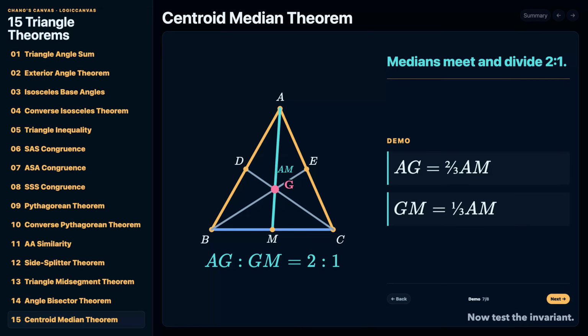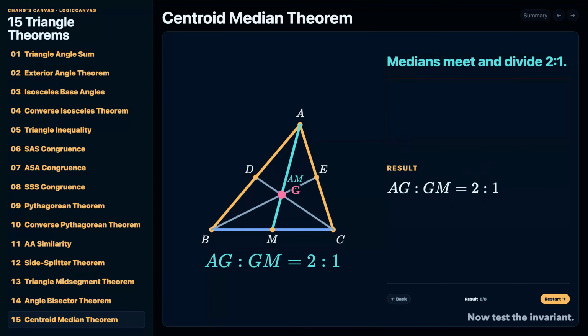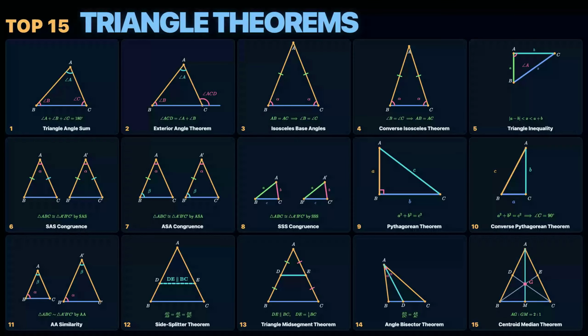Move vertex A and recompute all three midpoints. The medians still meet at point G, and G remains 2/3 of the way from each vertex to the opposite midpoint. All three medians meet at the centroid, and each is divided in the ratio 2:1 from the vertex. That is the full set of 15.